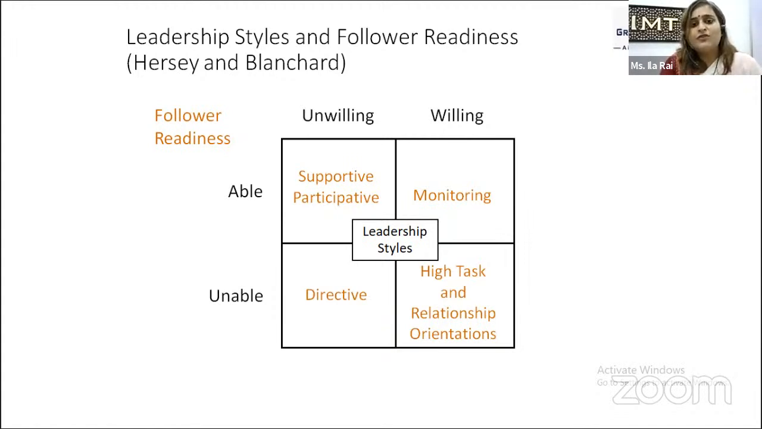And the fourth style of leadership is in the case of followers unable to perform the task, that is, he does not have the knowledge, but he is willing, he has the motivation to do. Then the leadership style has to be high task and relationship oriented. That means the leader has to work on giving the knowledge to the followers so that they perform the task efficiently.